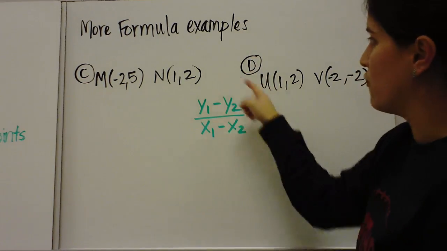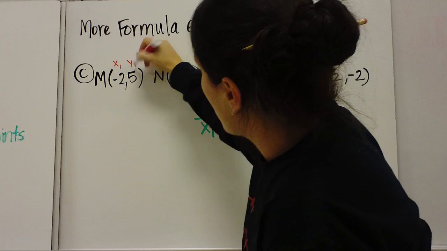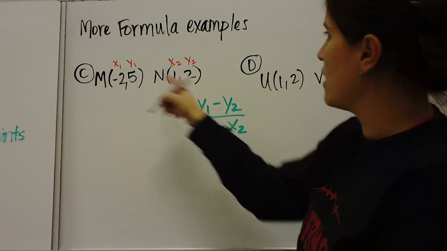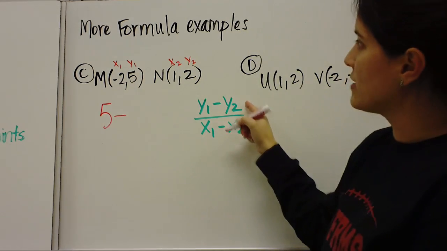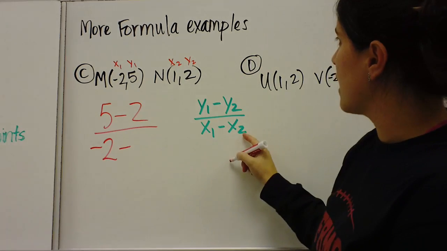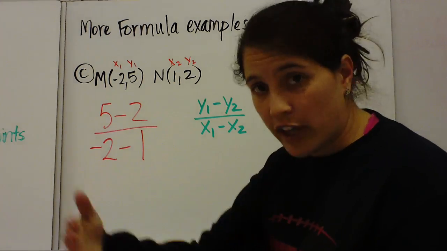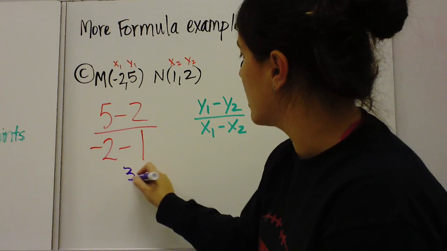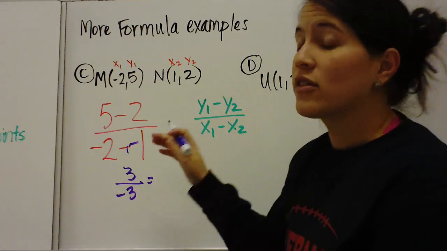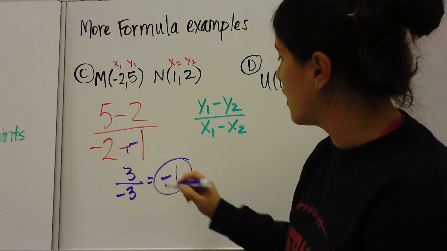So more formula examples. Here's my formula. So the first thing you do is you label, this is x1, y1, x2, y2, and then you put them into your formula. y1 minus y2 over x1 minus x2. And then you figure it out. You can use a calculator. 5 minus 2 is 3. Negative 2 is negative 3. And 3 over negative 3 would reduce to negative 1. So my slope is negative 1.